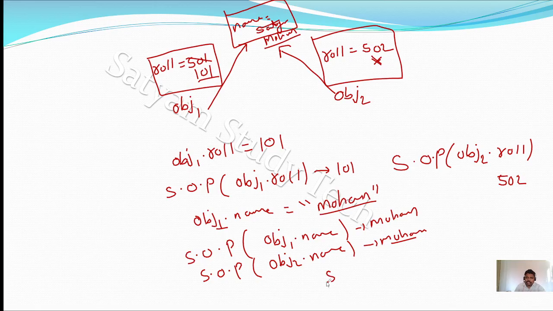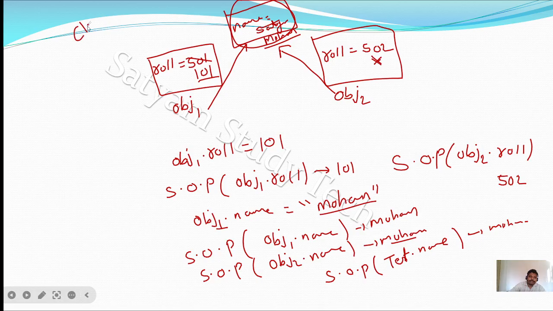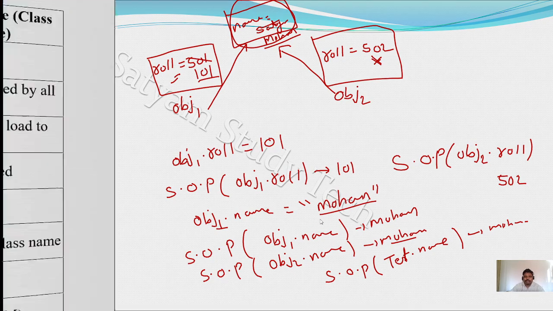And also with system dot out dot println, you can use the class name, for example, test dot name, and you get the same output, Mohan. So that means any static variable or class variable is associated with the class. A static variable is associated with the class, and an instance variable is associated with the object, not the class. So that is the difference. Here you can see.